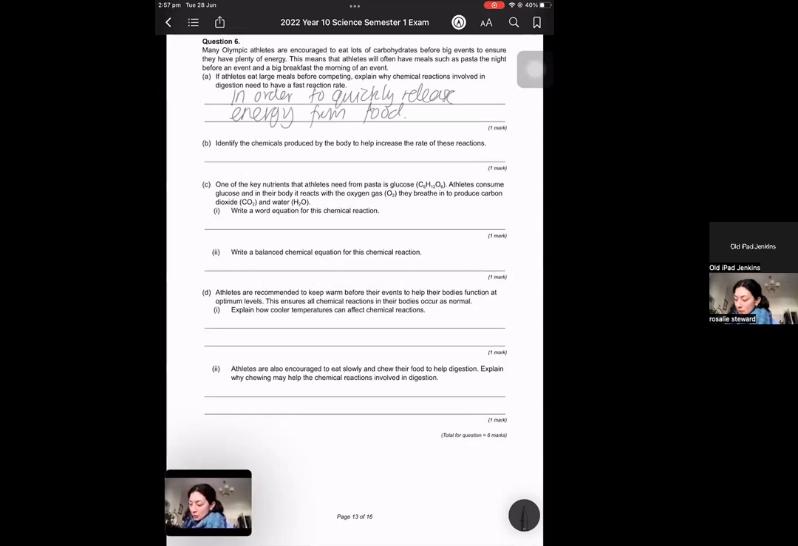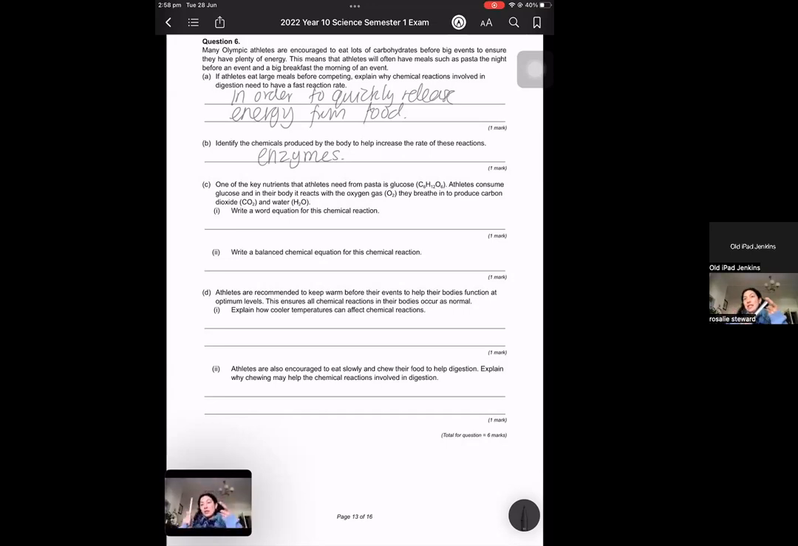Explain the chemicals produced by the body to help increase the rate of the reaction. So we're looking for that biological catalyst, and that word is enzymes. So in the body, you have lots of enzymes that help further increase the rate of reaction. For instance, in your mouth, there is something called amylase. Anything with an 'ase' on it is an enzyme. And this increases the rate of reaction of digestion of carbohydrates in the mouth.